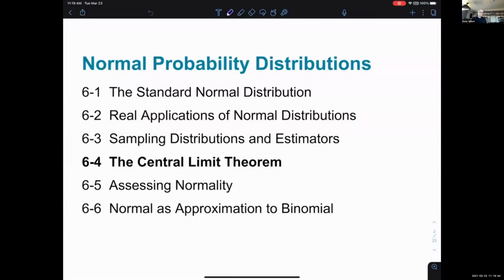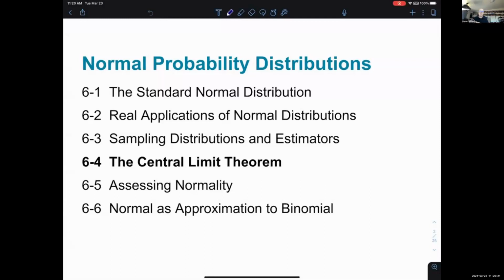And in the first 3 sections, we looked at the standard normal definition, real applications of the normal distribution. And so that involved the idea that when you have a normal distribution of a population, and you know the mean and standard deviation, then you can label any value from the population's data set with a z-score that measures how far away it is from the mean of the data set. And that gives you an idea of how extreme that value is within the data set.